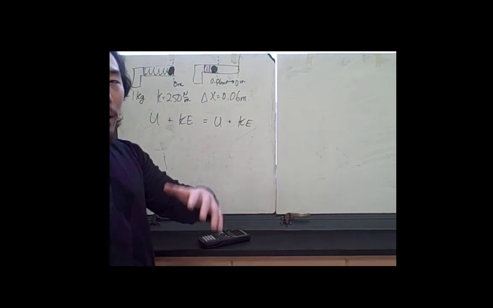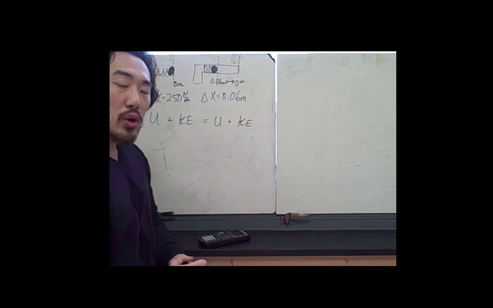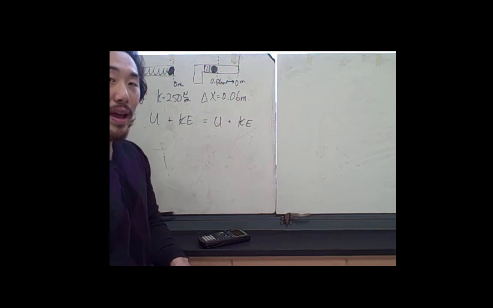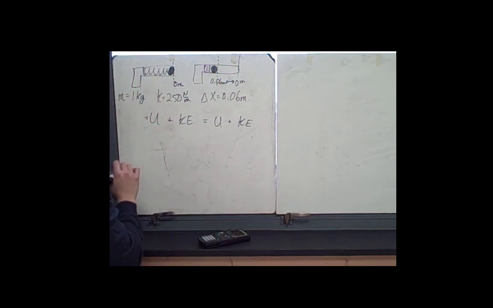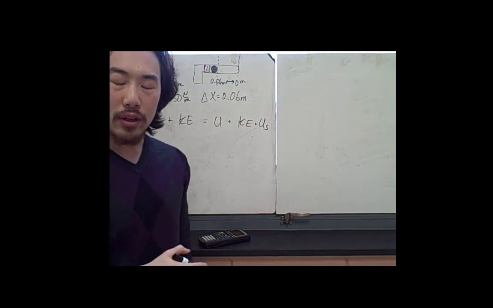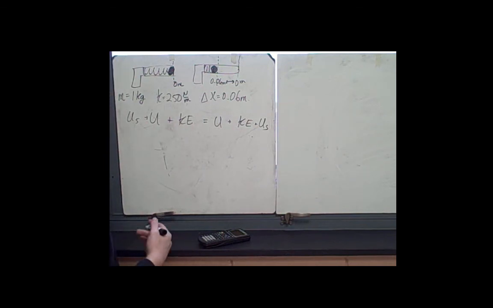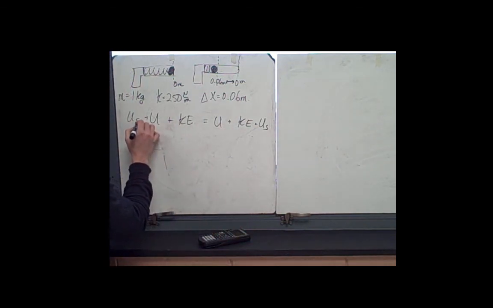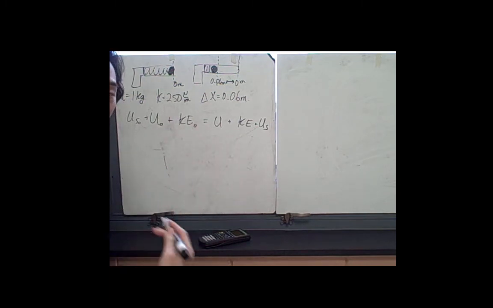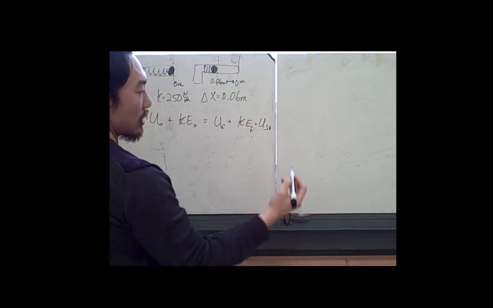Now, this is for any object that's up in the air or that's moving. However, we're dealing with springs, so we also have to include the potential energy of a spring, which I'm going to write as U sub S. Anything on the left-hand side is the initial, and anything on the right-hand side is the final. So I'm going to write the subscript O for initial: U sub SO, U sub O, KEO, and F for final: U sub F, KEF, U sub SF.